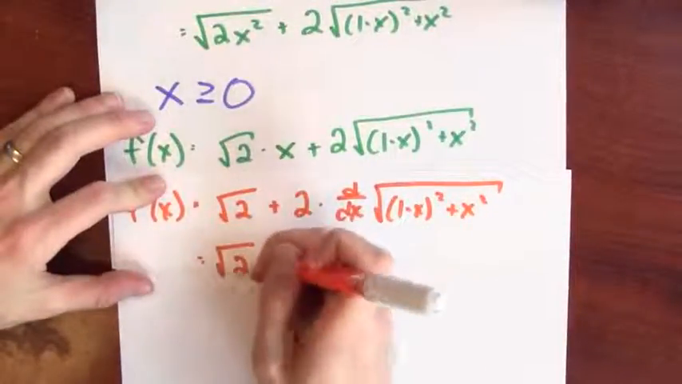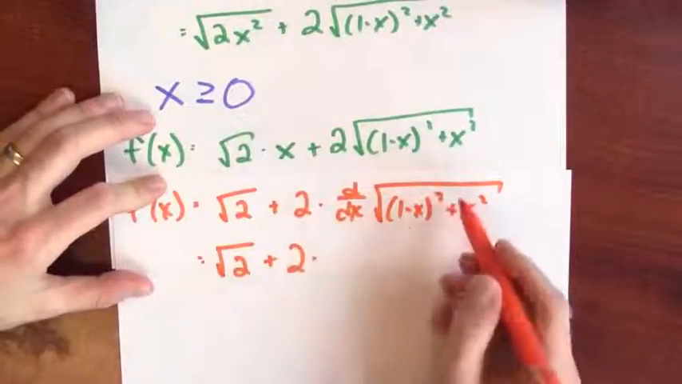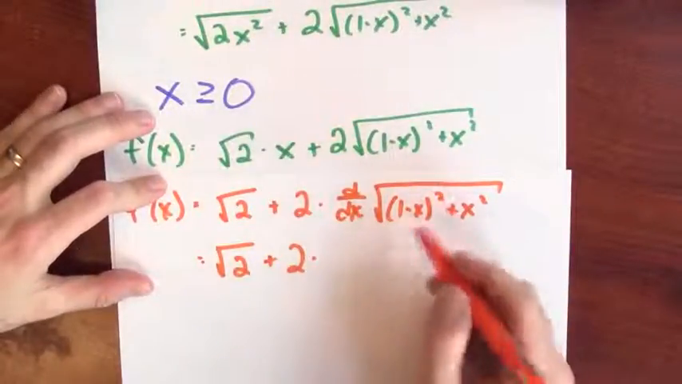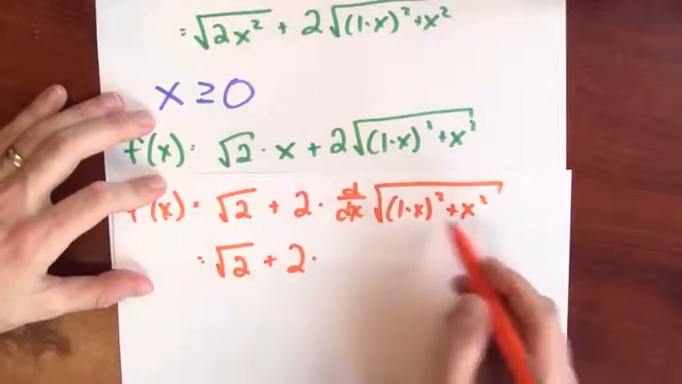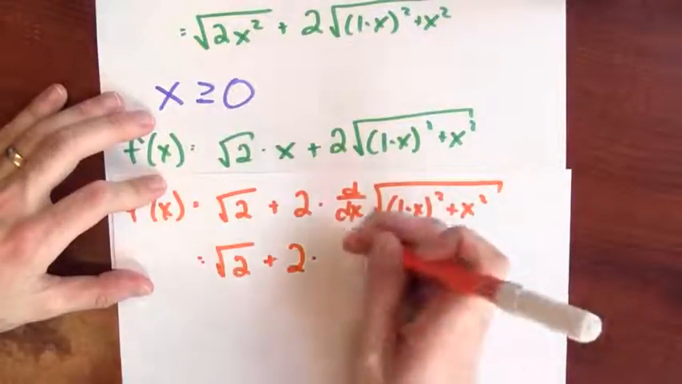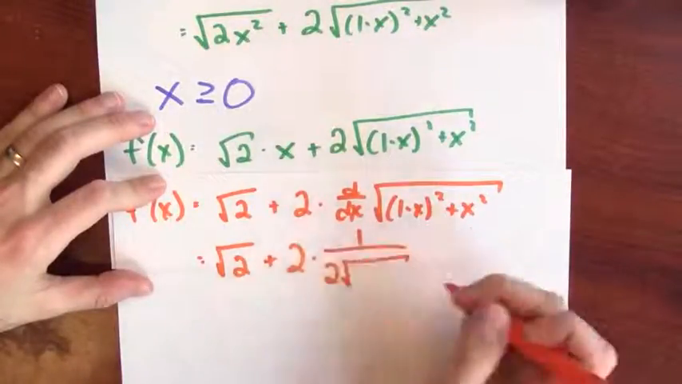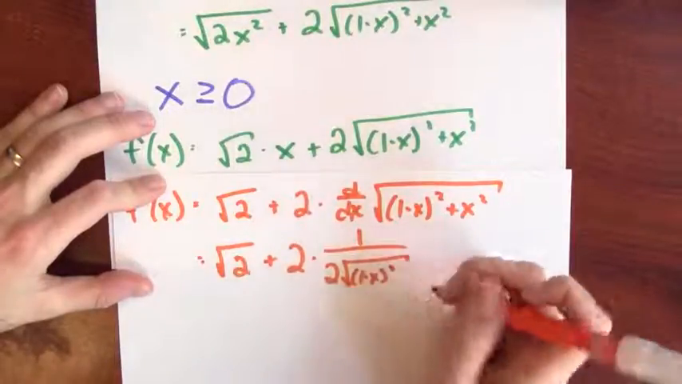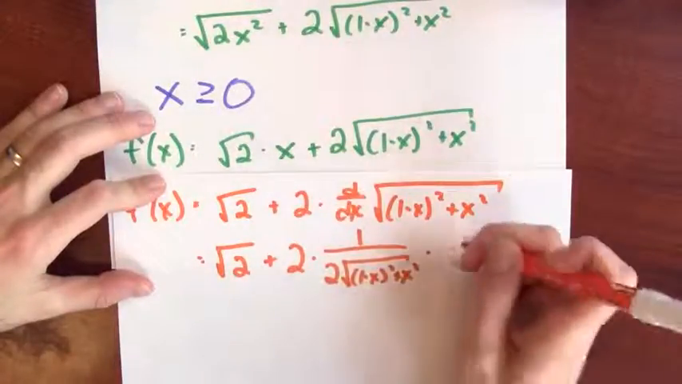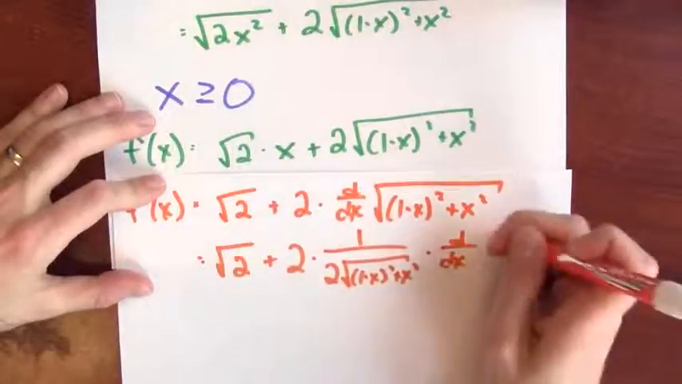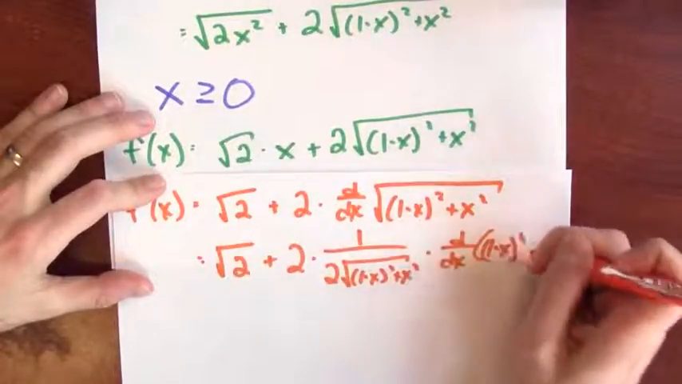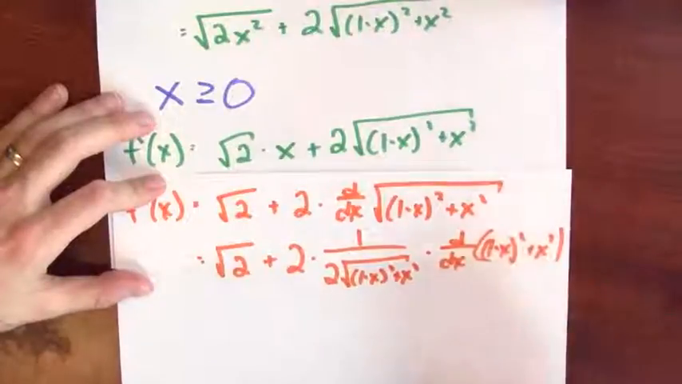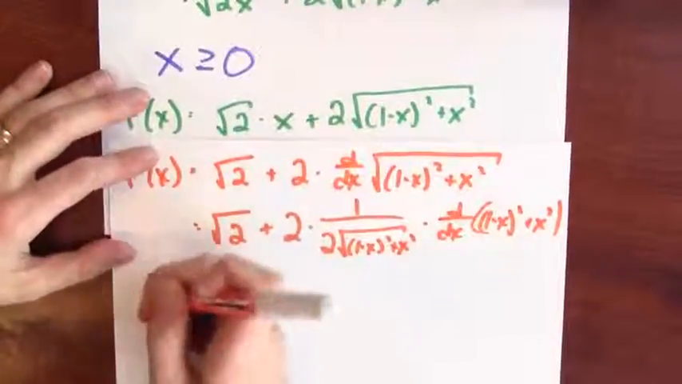I've got the square root of 2 plus 2 times, how do I differentiate a square root? Well, the derivative of the square root is 1 over 2 times the square root, but I use the chain rule. So it'll be 1 over 2 times the square root of the inside function here, which is 1 minus x squared plus x squared times the derivative of the inside function. So the derivative of 1 minus x squared plus x squared. I'll just do this again.